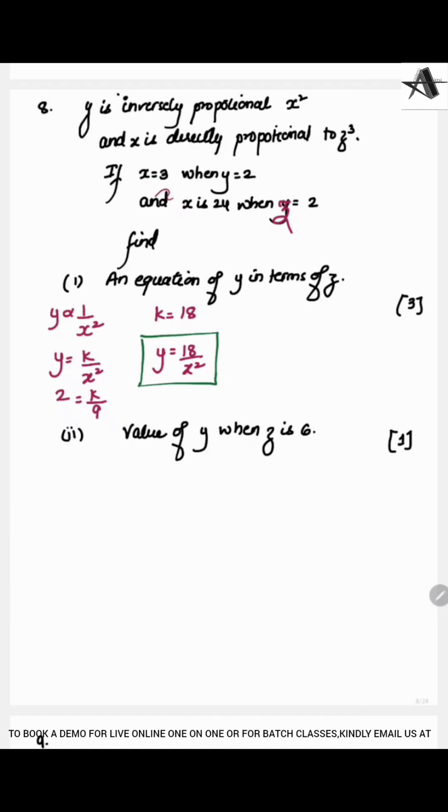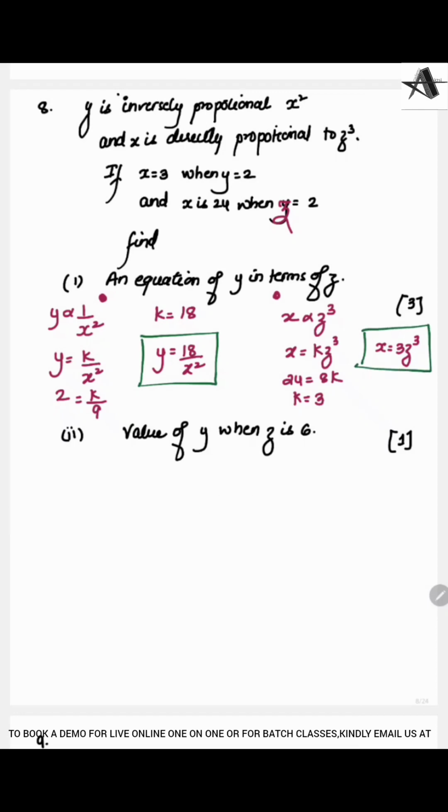The second given is x is directly proportional to z cubed. So this was the first part, then this is the second part. X is directly proportional to z cubed. That means x is equal to kz cubed. And if x is equal to kz cubed, we have the value x is 24 when z is 2. So cube of 2 is 8, so 8k equals 24. From here I'll get k is equal to 3. So for the final equation, I'll replace k with 3. It would be x is equal to 3z cubed. So we have two different equations here.